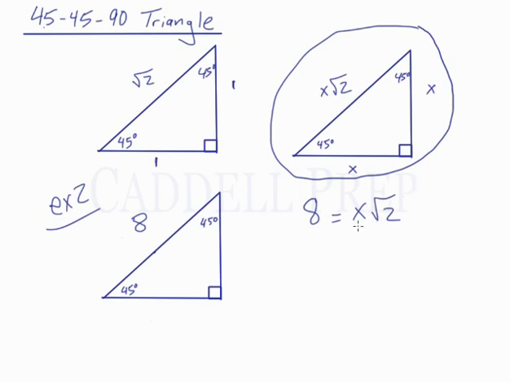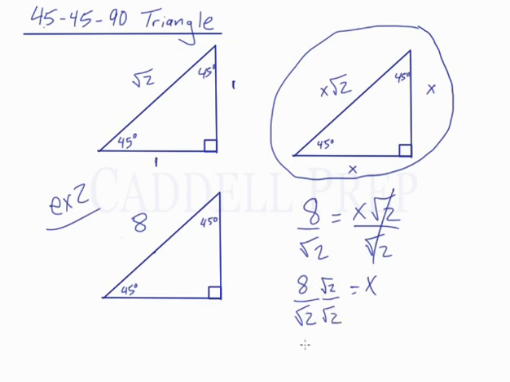Let's solve for x, so we'll divide by radical 2 on both sides. So we have that x equals 8 over radical 2. Alright, but we're not going to use this because we don't want to have a radical in the denominator. We have to rationalize the denominator, and we do that by simply multiplying the numerator and denominator by this radical. So we multiply it by radical 2 over 2.